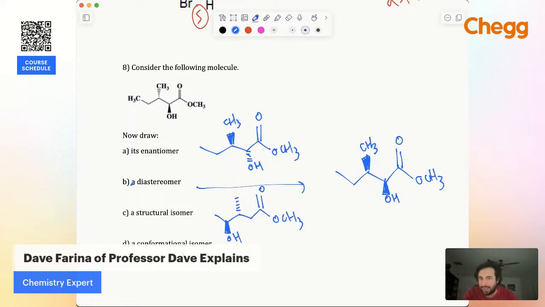And then let's do a conformational isomer. Remember when we were doing Newman projections, if you start rotating carbon-carbon sigma bonds, you're going to get different conformations. So we can identify any carbon-carbon sigma bond, spin it, and move whatever groups are affected by that spinning, and we will get a different conformation. So I say I want to spin this bond. I'm going to spin this one 180 degrees.